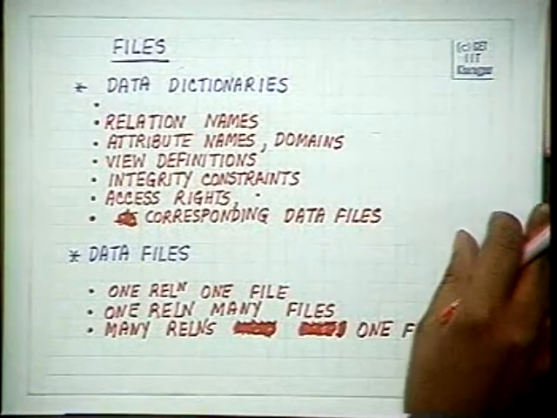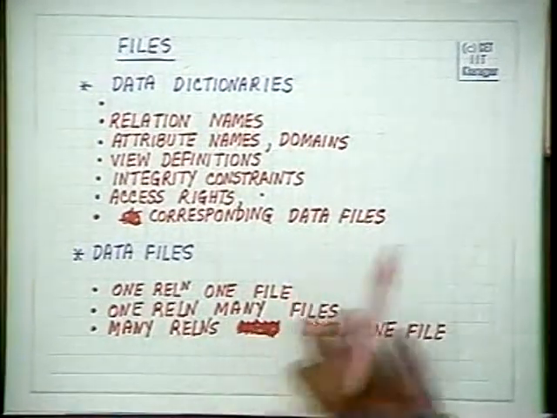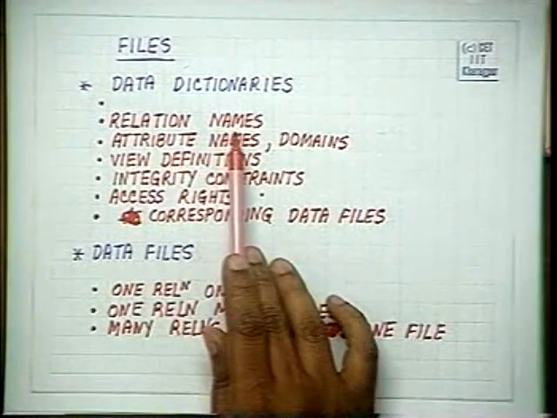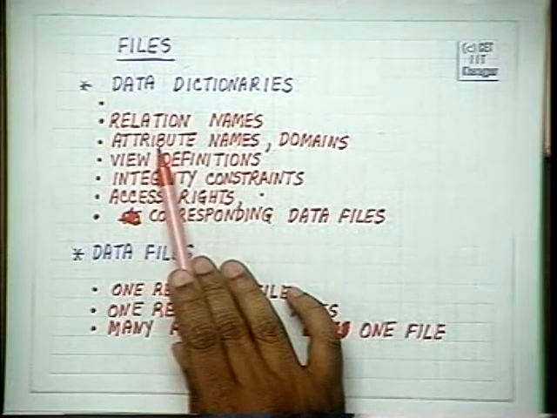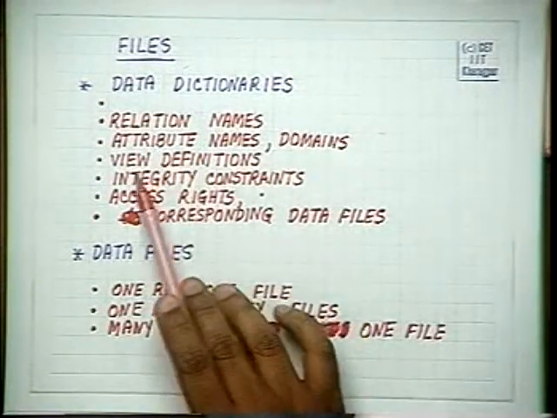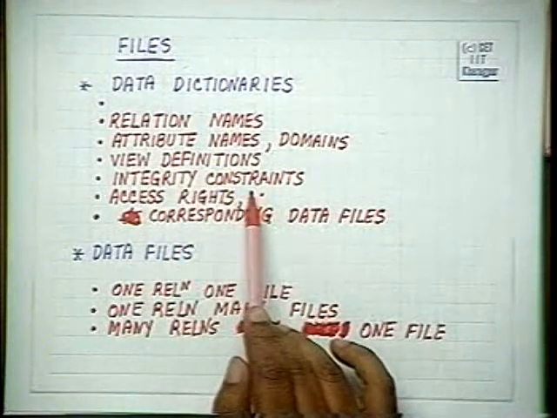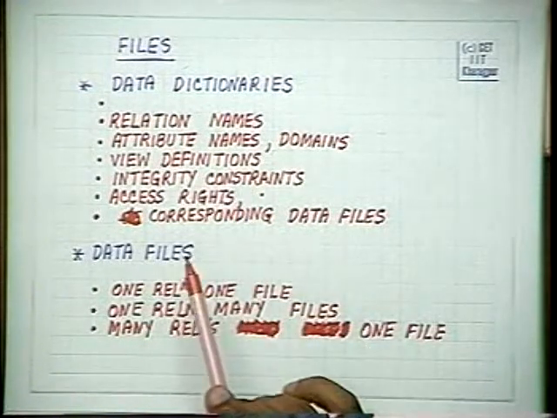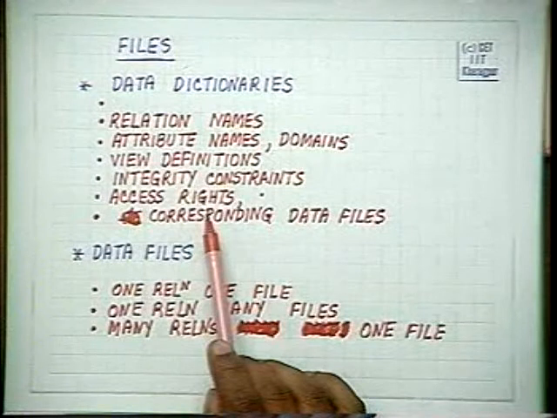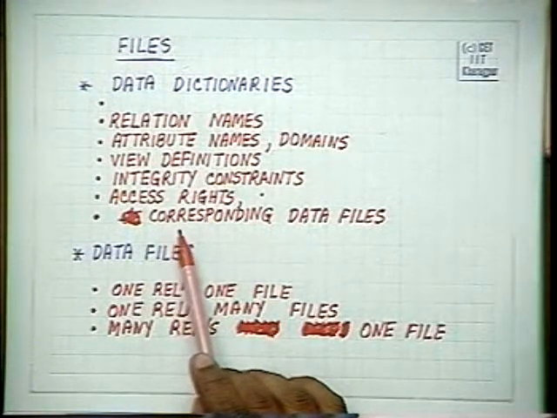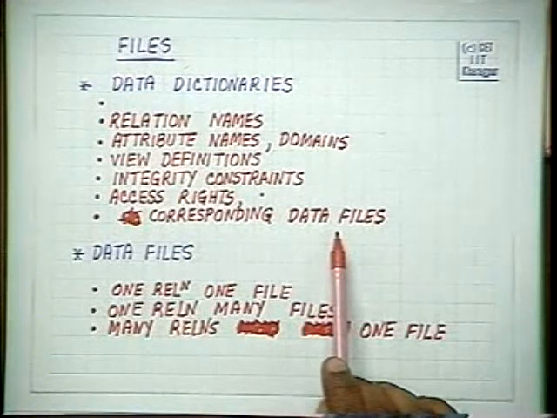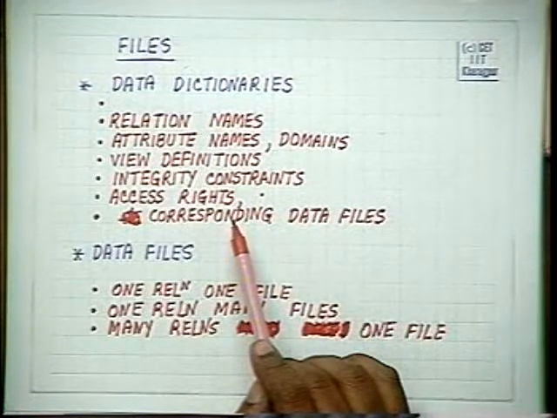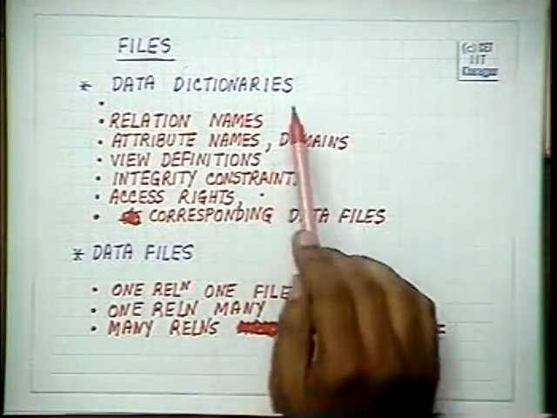And this data dictionary, just like a data definition or a data structure definition, has to store various types of information: the relation names of a particular database, the attributes, their domains, the view definitions, the integrity constraints, which include the foreign key relationships, the functional dependencies, and all the other information, the access rights, who can use what type of information, and obviously the corresponding data files of each and every relation. This will be stored in a file organization, which is called the data dictionary.